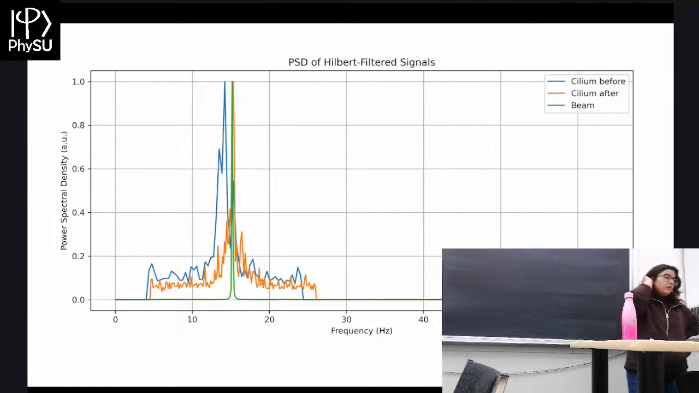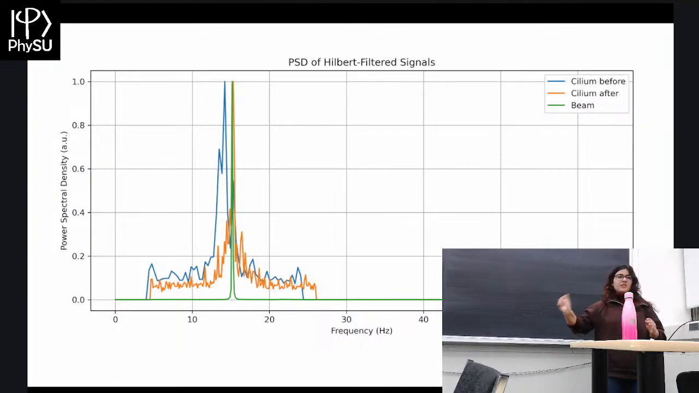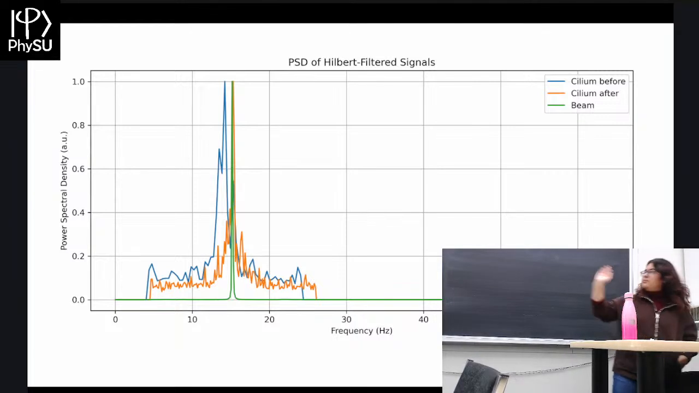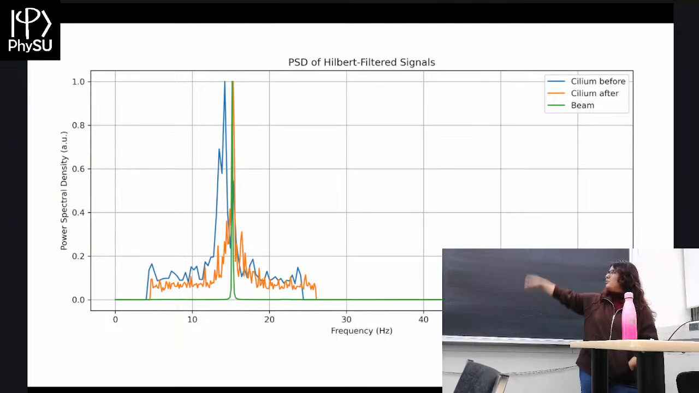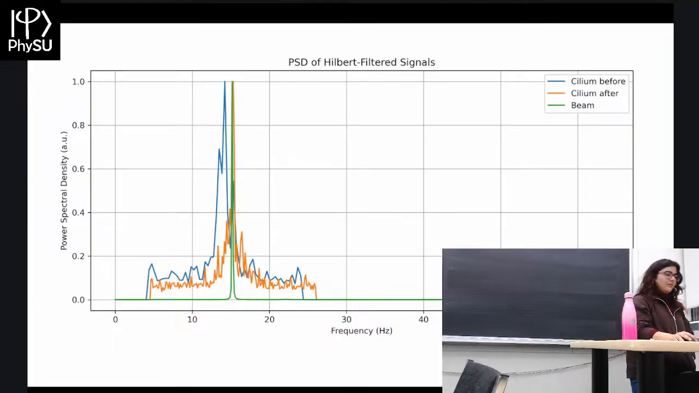So this was another one. This is the power spectral density. So it's just, I don't know, how much synchronization is, what the frequencies' density distribution is. As you can see here, the blue line is the cilia before the actuator turns on, the orange is after, and then the green is the beam frequency. And as you can see, there's a shift towards it. The blue after goes to where kind of the beam is.